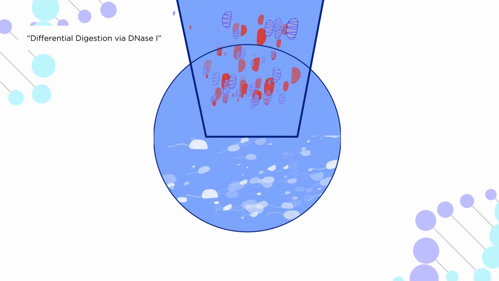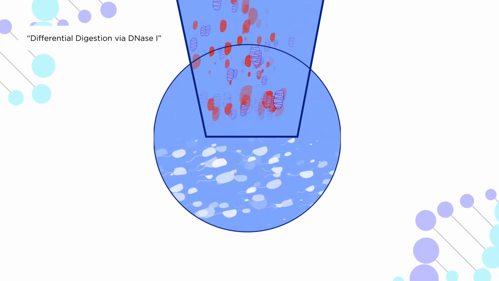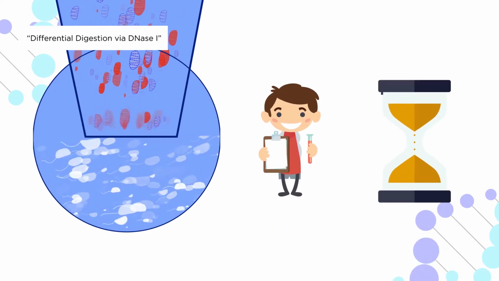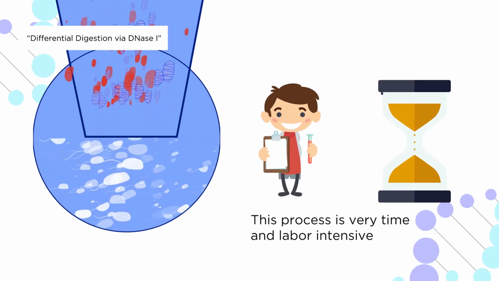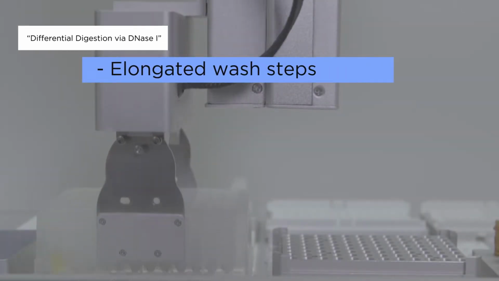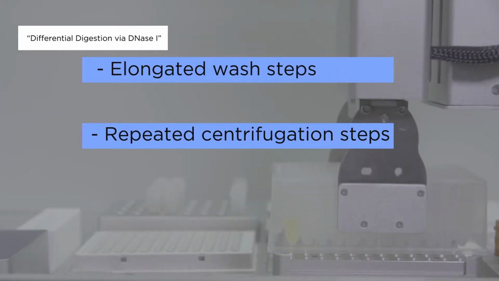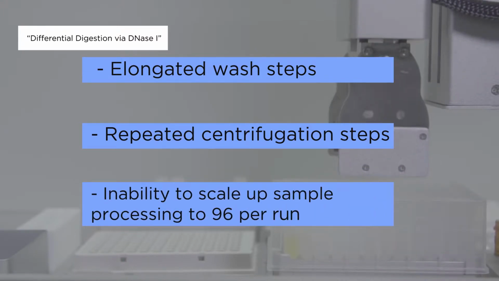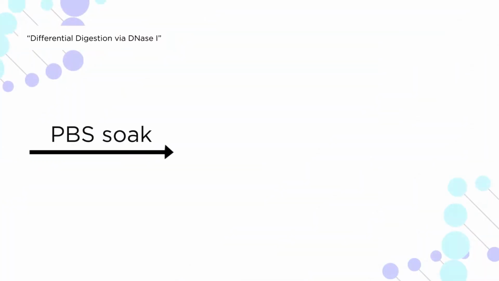Using an automated process and a degradative enzyme known as DNase 1, this enzyme is used to target any leftover non-sperm DNA that remains after fraction separation. Using DNase 1 for selective degradation, Oakland PD were able to address the following pain points associated with a traditional differential: elongated wash steps, repeated centrifugation steps, and not being able to scale up sample processing capabilities.